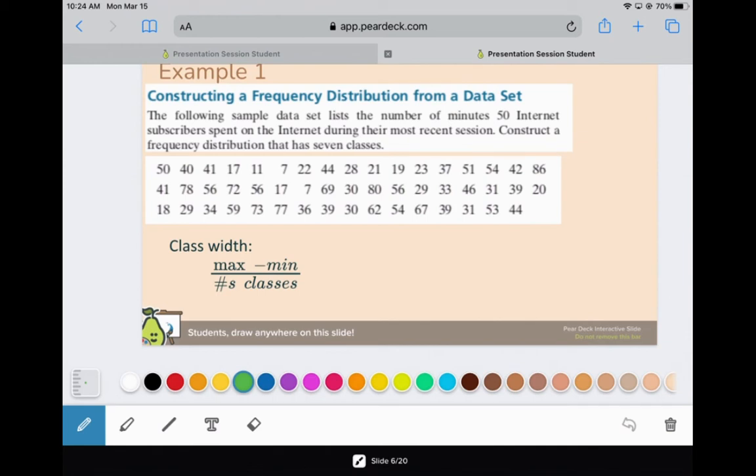So to find the class width, step number 1, you need to identify the highest number, which is the max, and the minimum number from this data. So let's take a look. This data has a bunch of numbers. What is the highest value in here? I'll give you a few seconds to scan through all the values. What is the highest number in here?